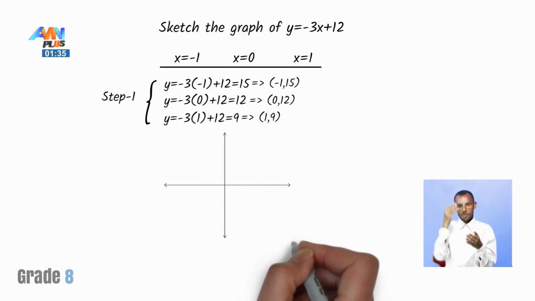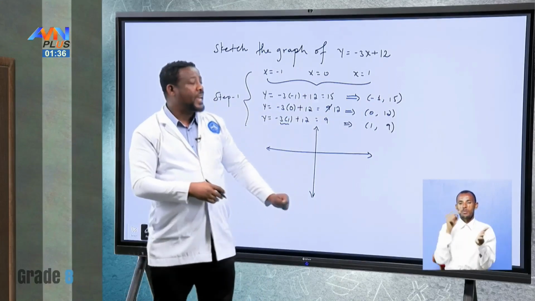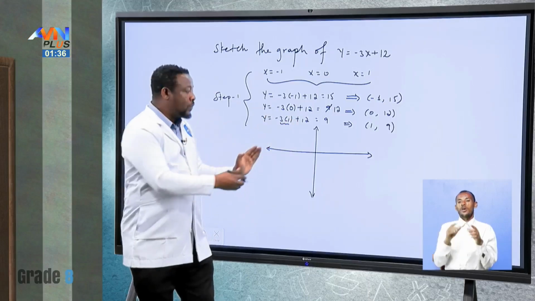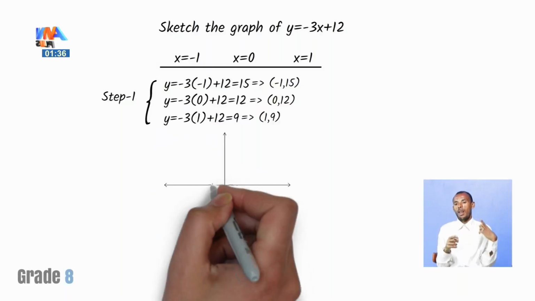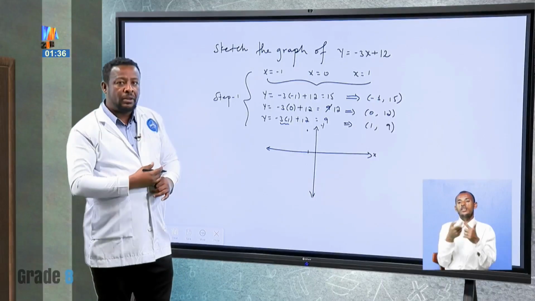The first ordered pair is minus 1, comma 15. This point is a point in the second quadrant, 1 unit to the left of the y-axis, and 15 units above the x-axis. Okay, it is roughly somewhere in the second quadrant, right?